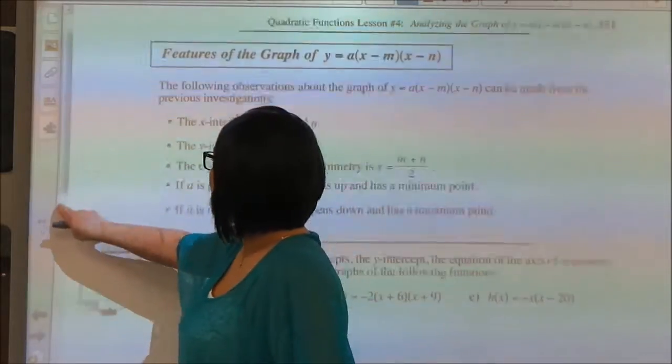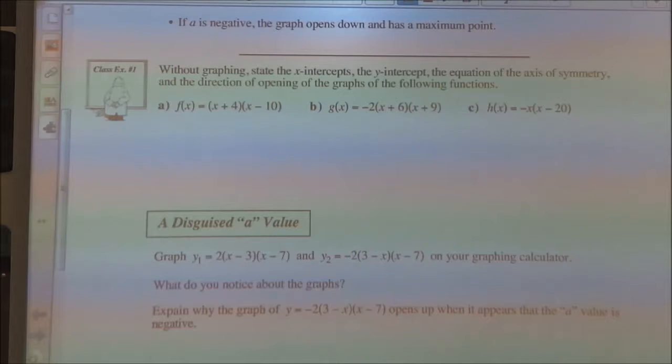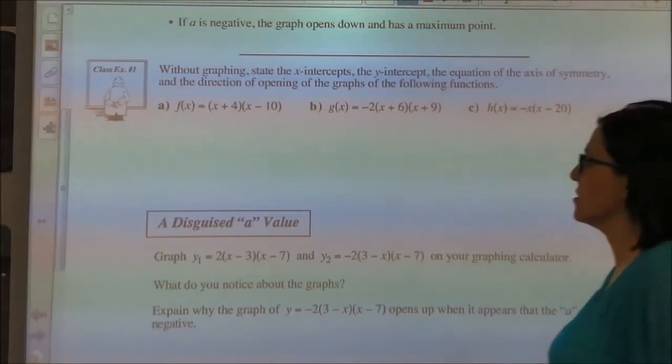So in class example number 1, you are challenged to state the x-intercepts, the y-intercepts, the equation of the axis of symmetry, and the direction of the opening of the graph without actually graphing, based on the characteristics and the patterns that we've discovered.